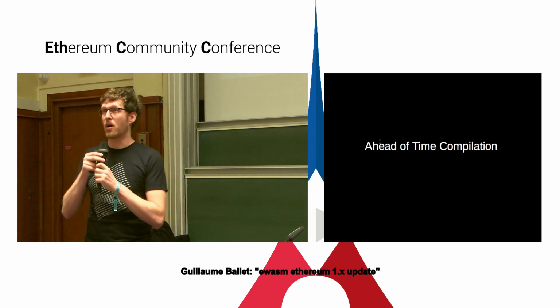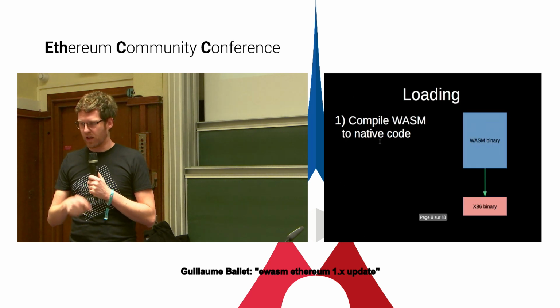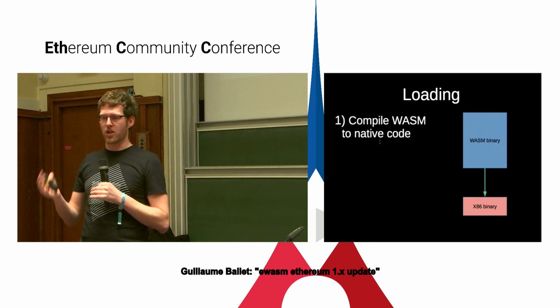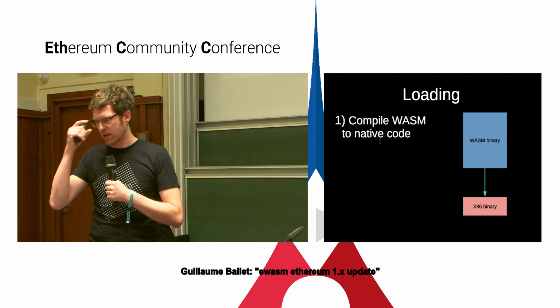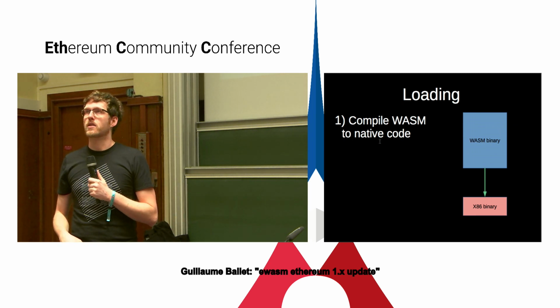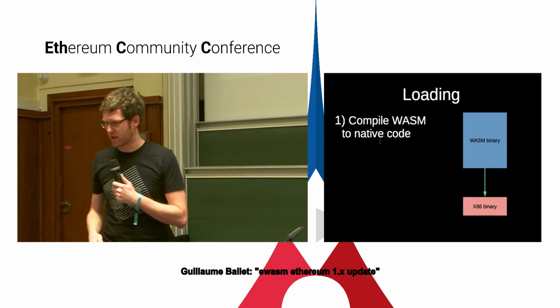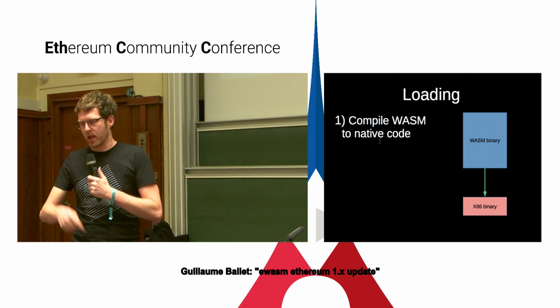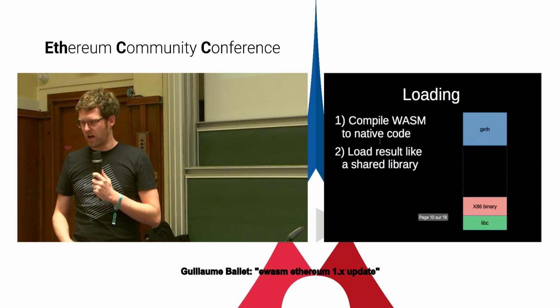In ahead of time compilation, you just have your WASM binary and you turn it into something that your machine understands. So most likely, I wrote x86, it's most likely AMD64, but I just wanted to write that here because WASM is 32-bit and so is x86. But yeah, the idea is you've got your binary, you compile it into native code, and then you load it.